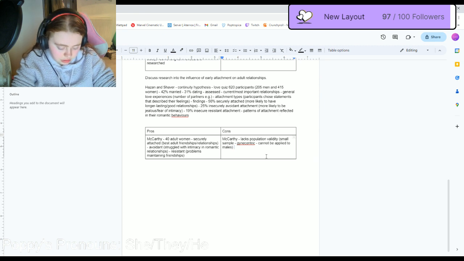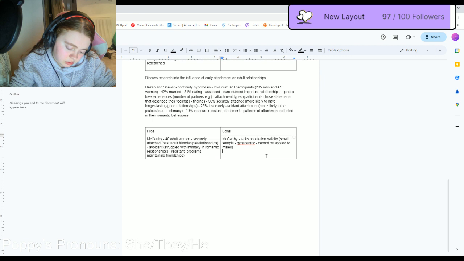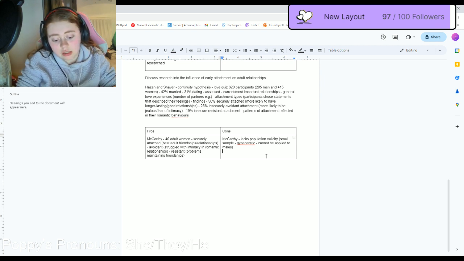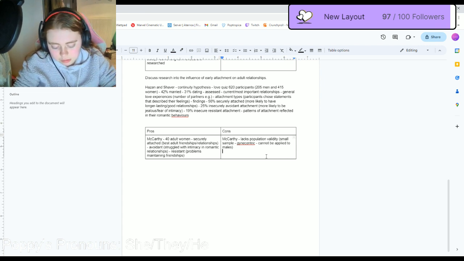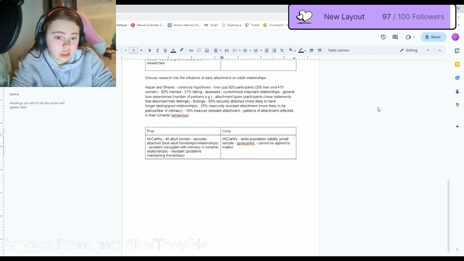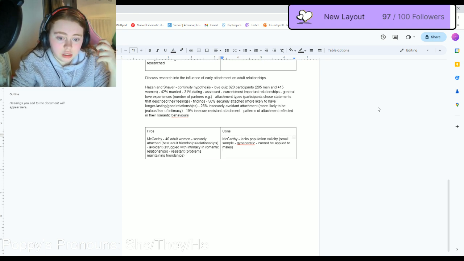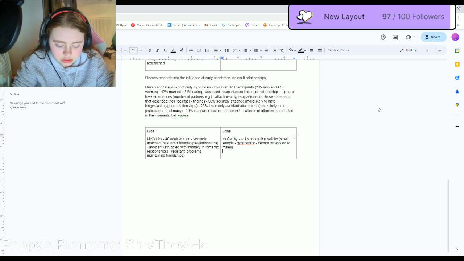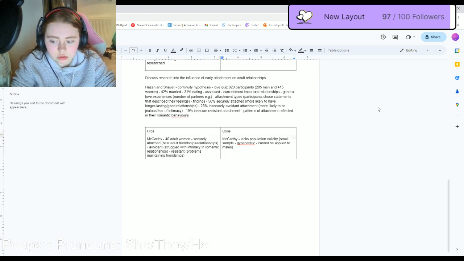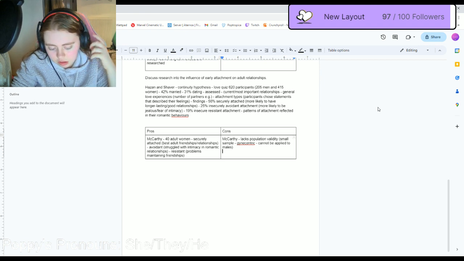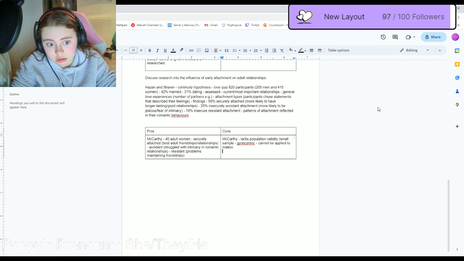Okay, let's see. What else? So this could also be supportive of not only adult relationships, because it says early attachment on adult relationships, so it's not just romantic relationships. This can also be parent relationships. You could probably put this as its own paragraph, and not just as supportive of Hazan and Shaver's study.